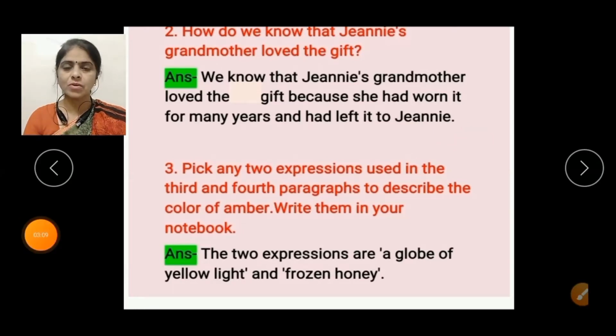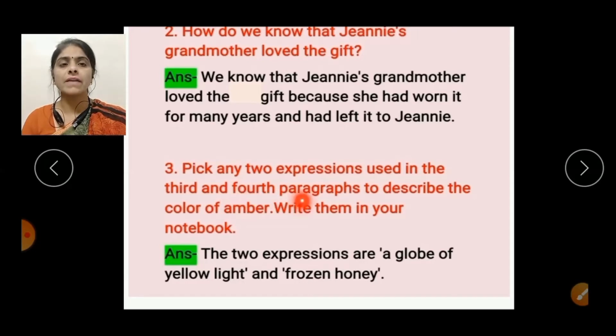Now let's have the third question. Pick any two expressions used in the third and fourth paragraphs to describe the color of amber. Write them in your notebook. So here we are having two expressions from third and fourth paragraphs, and these are, a globe of yellow light and frozen honey. Here, these two expressions are describing the color of amber, which was shining yellow.